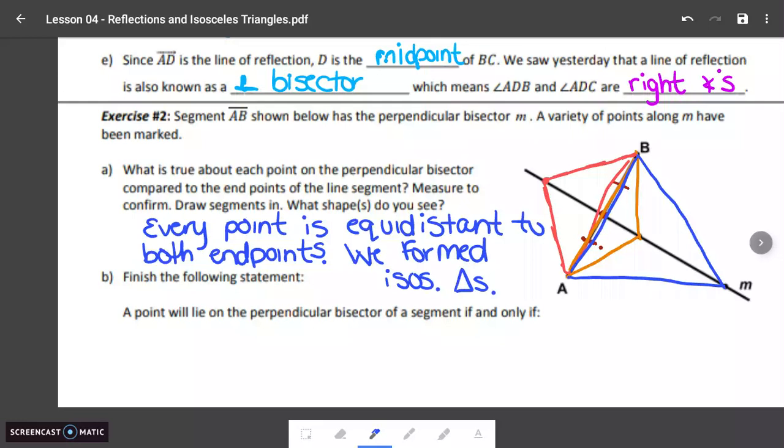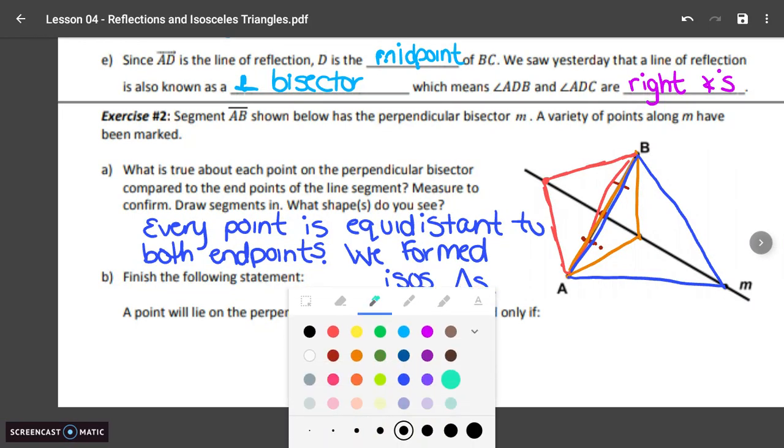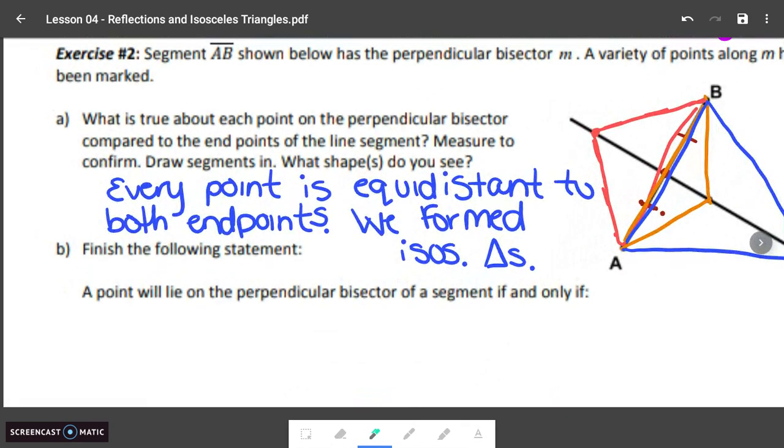And what we really should know, the whole big major idea of this little exercise here, is that a point will lie on the perpendicular bisector of a segment if and only if it is equidistant from both endpoints.